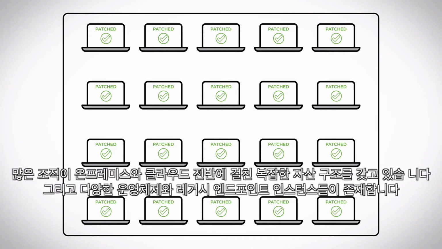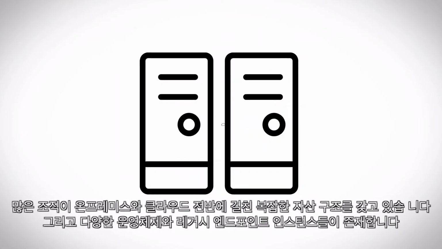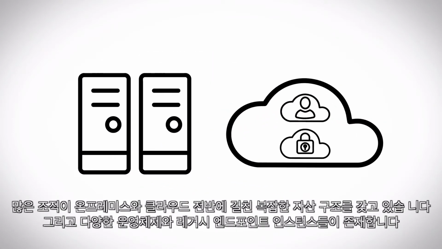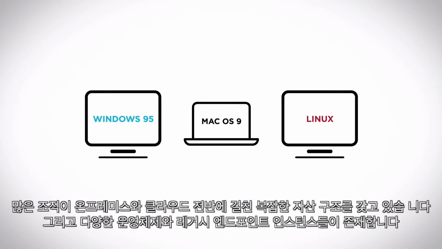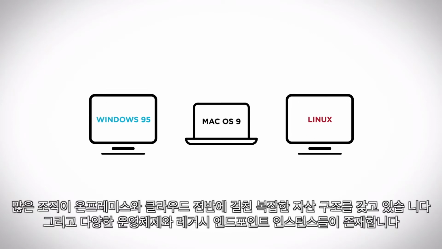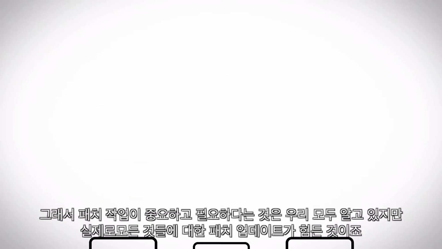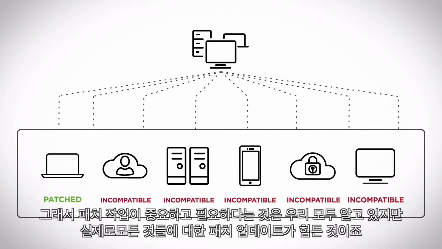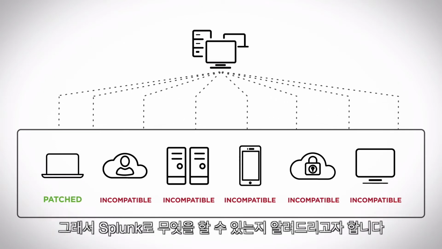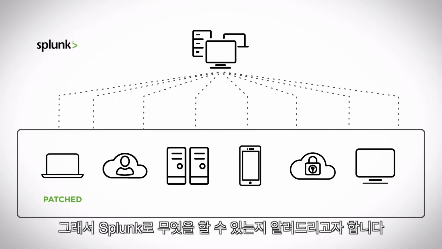There's the complex structure of assets across our on-prem and cloud in many organizations, and there's many variants of operating systems and legacy endpoint instances that still exist. So we get it. You know you need to patch, but you can't patch everything. So let me tell you what you can do right now with Splunk.